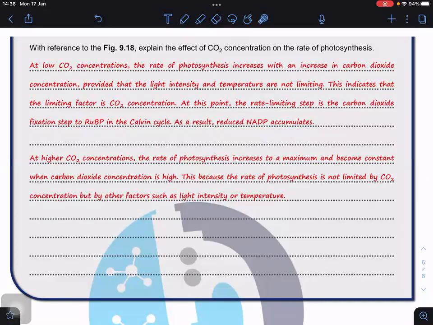As a result, reduced NADP now accumulates. Why does reduced NADP accumulate? In this process, if CO2 concentration is a limiting factor, what is the concentration of RuBP, high or low? RuBP concentration will be high, GP below, TP low. Are you clear? Because the rate limiting step here is CO2 fixation.